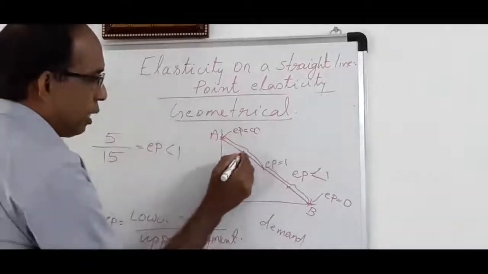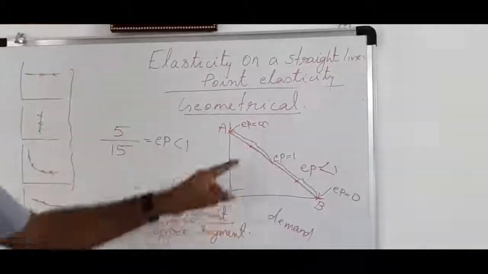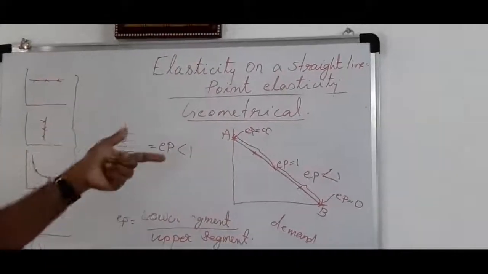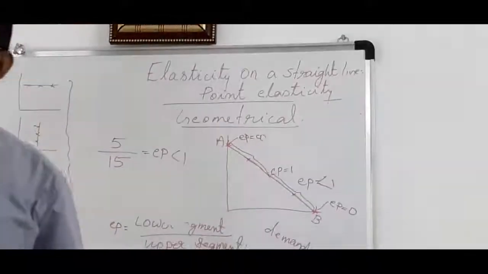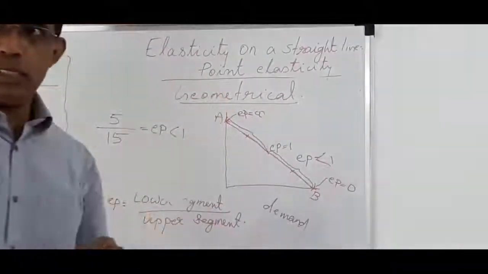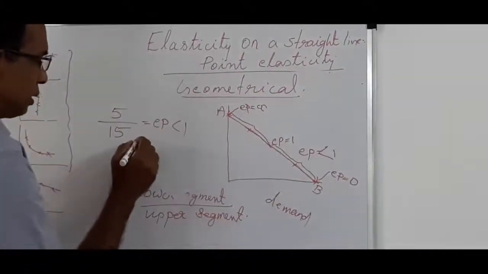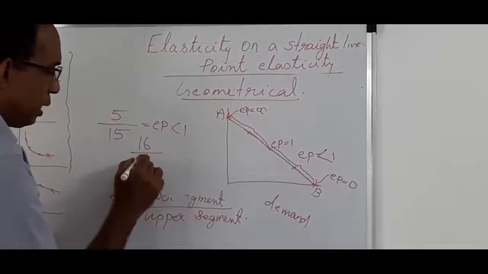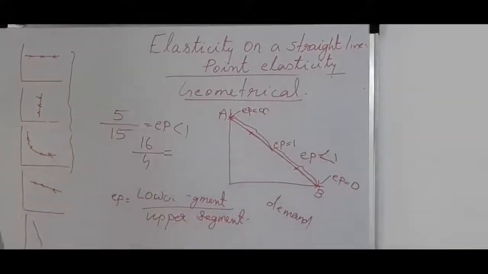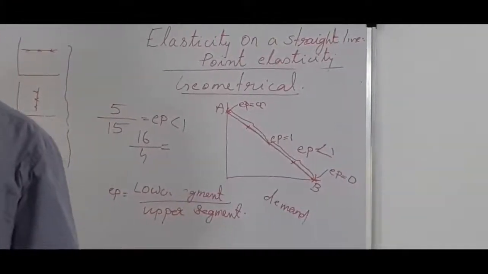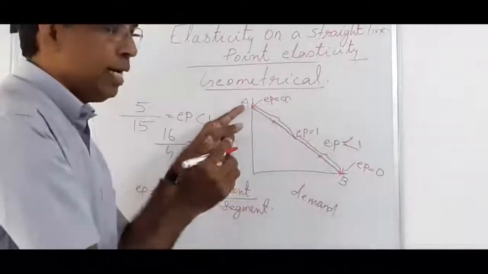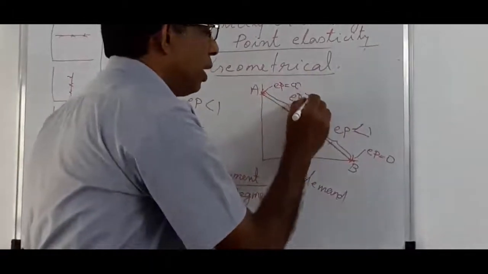And any point between the point that joins the y-axis and the midpoint, suppose I am taking a value here. What is the elasticity at these points? Which part is higher, lower segment or upper segment? The lower segment is higher than the upper segment. Suppose the lower segment is 16 centimeter, upper segment 4. When we divide a higher value by a lower value, the result will always be greater than 1. So any point between the midpoint and the point that joins the y-axis, elasticity is greater than 1.